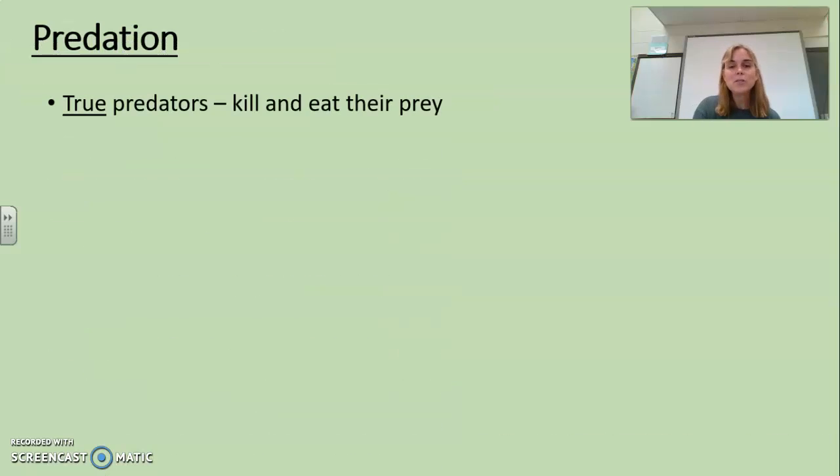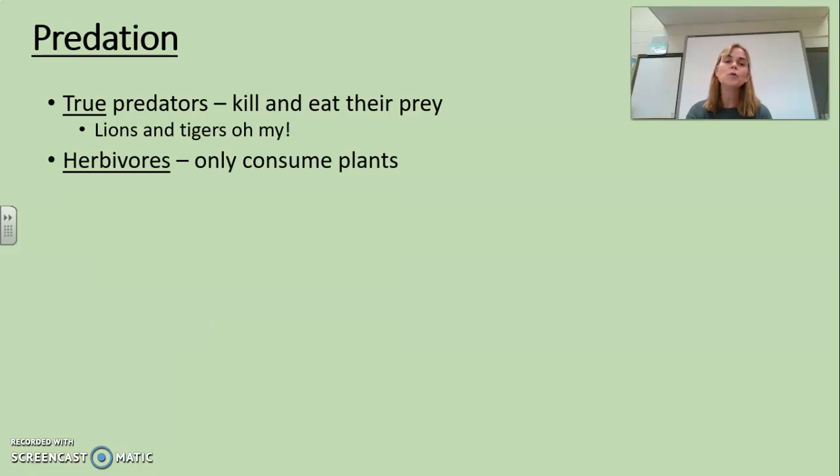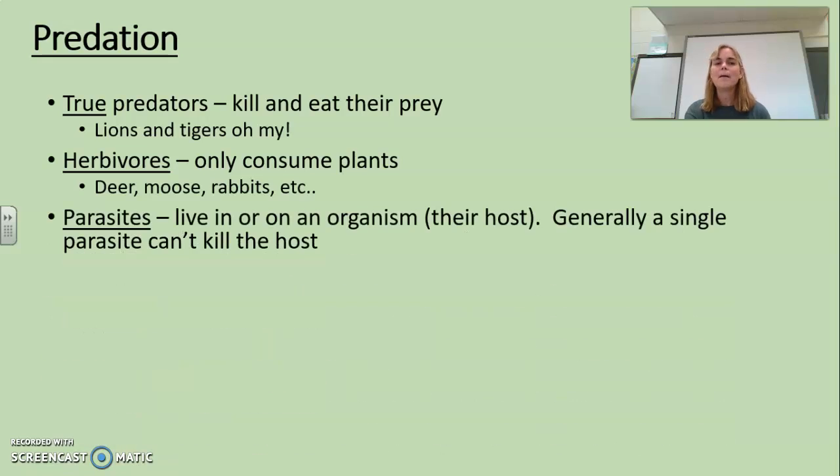All right, for predation, you guys know what predation is, but there are different types actually. So true predators actually kill and eat their prey. So you're thinking of a wolf eating a deer, all right? They're going to kill it, they're going to eat it, okay? Herbivores are technically predators, but they only consume plants, all right? So they are consuming a living thing, but their prey are just plants. So deer, moose, rabbits generally are herbivores.